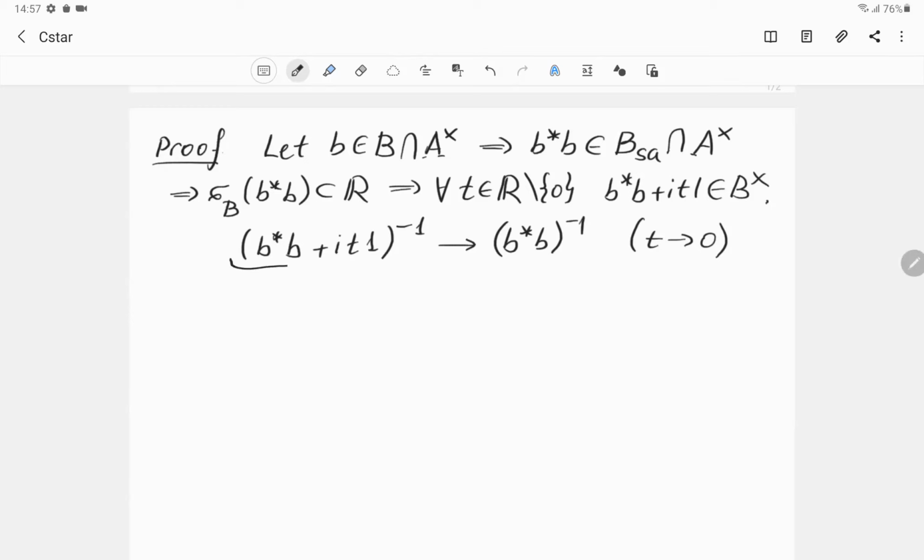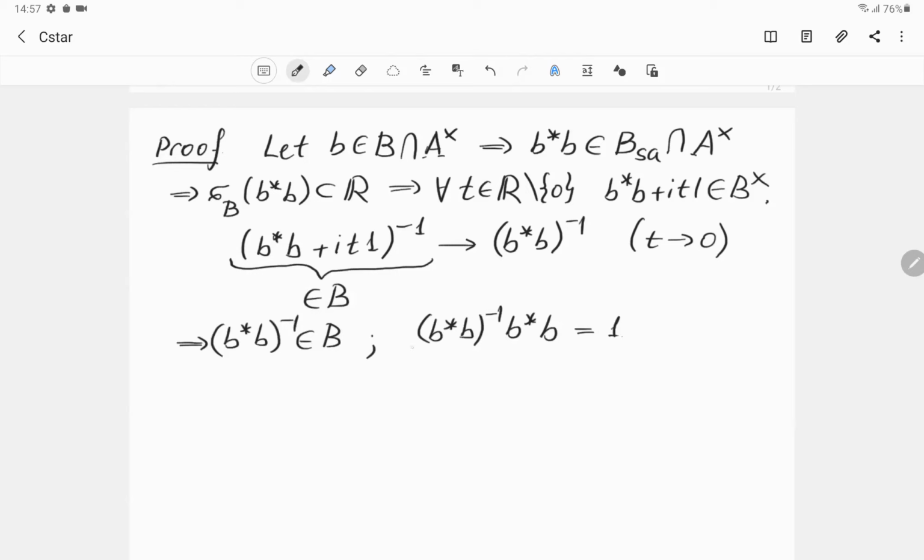But the inverse of this element sits in B, and B is a closed subalgebra. So this implies that b star b inverse is also in B. And we have the following identity. So b star b inverse times b star times b is 1. But now we know that this element sits in B. Okay, so what can you say about little b? We can say now that little b is left invertible in the smaller algebra B.